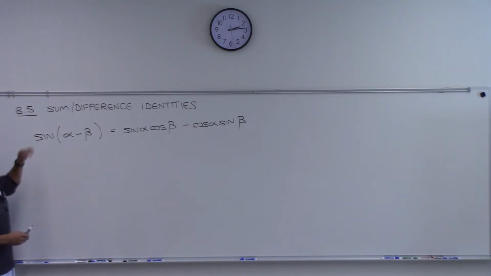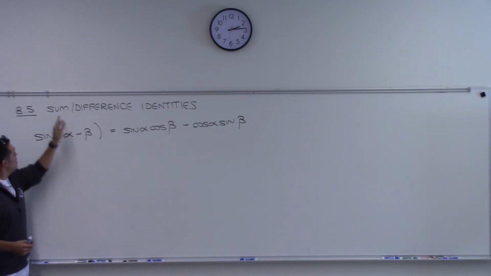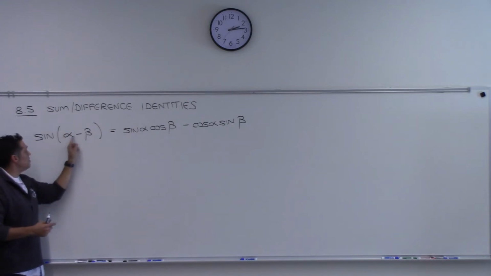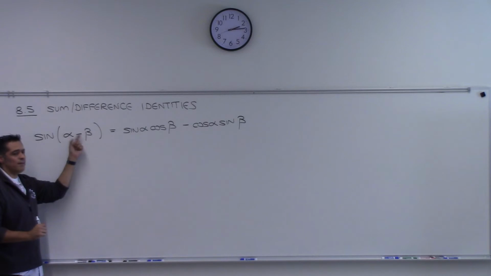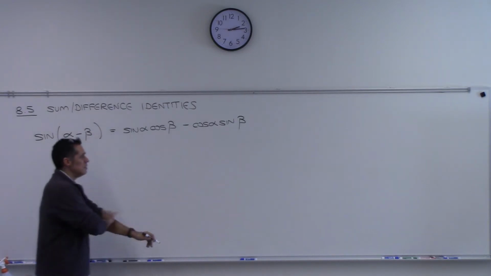So the previous formula had a plus here, right? The name of this section is sum and difference identities. The previous one was sums, right? You had a sum inside of the trig function. Here you have a difference. And when you have a difference, here's how the formula changes.